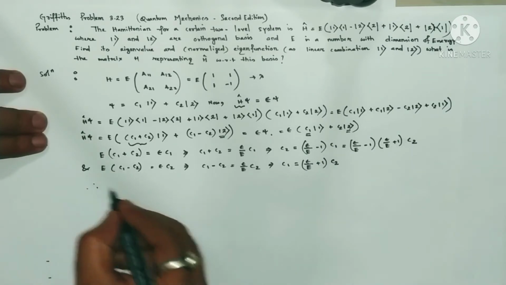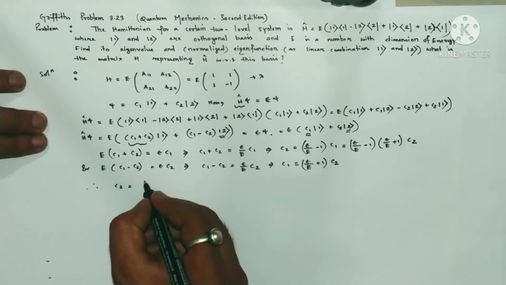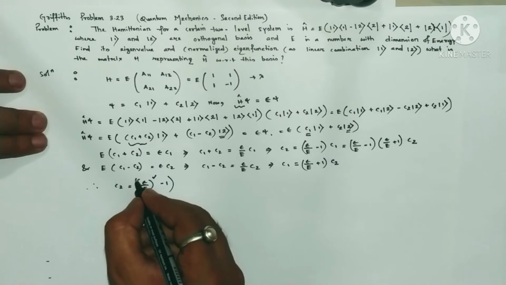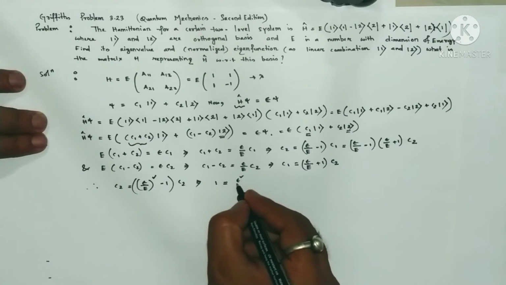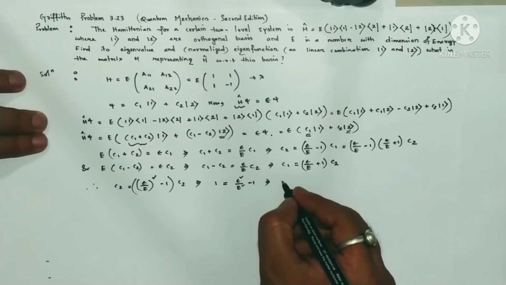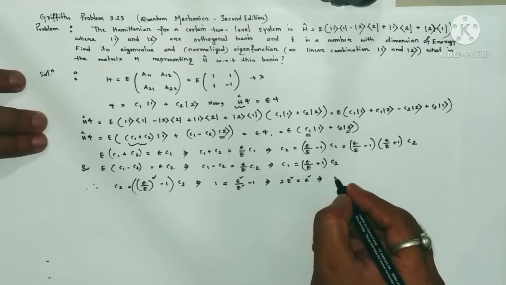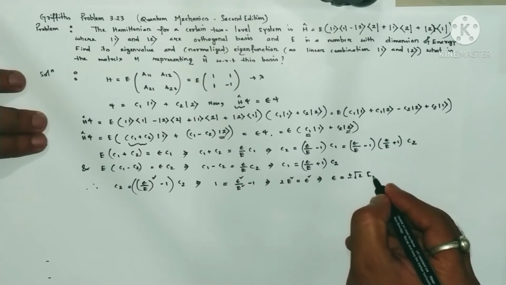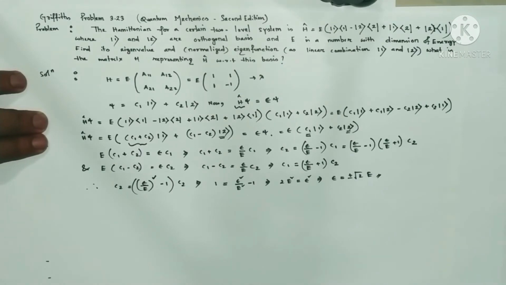So therefore, taking this, C2 equal to A minus B, A plus B, so we can write it as epsilon E whole square minus 1 C2, right? So this can be written as 1 equal to epsilon square E square minus 1, that is equal to 2 E square equal to epsilon square, or eigenvalue epsilon will be plus minus root 2 E, where E is a number with dimension of energy. So this is the eigenvalue.